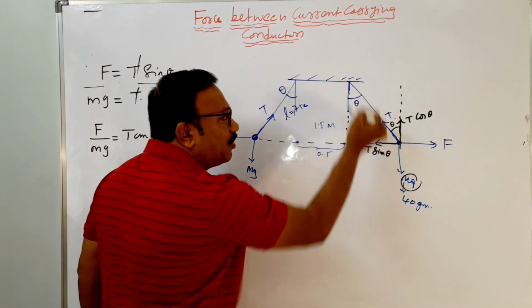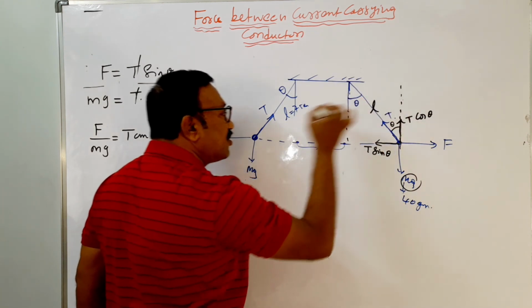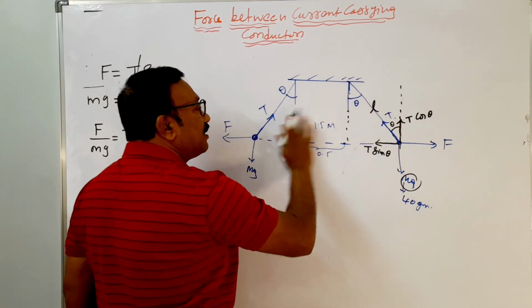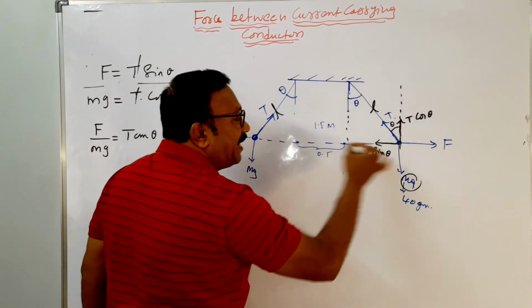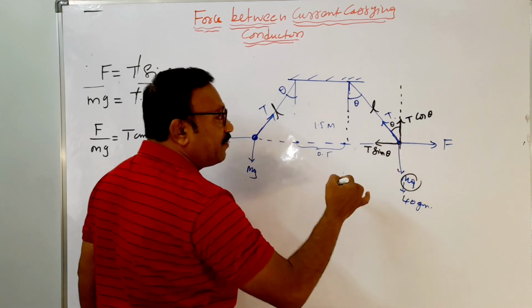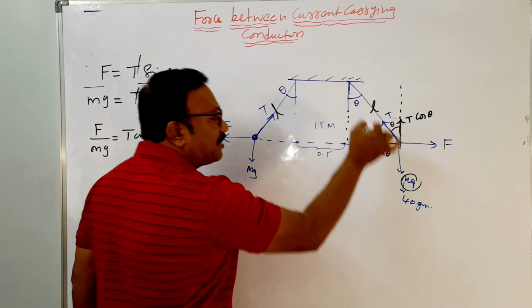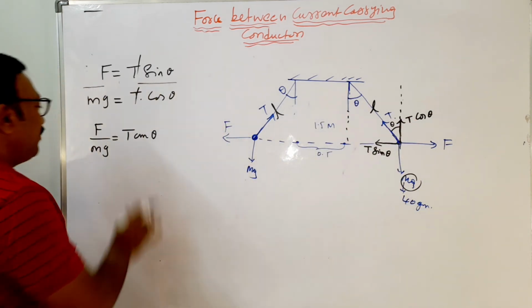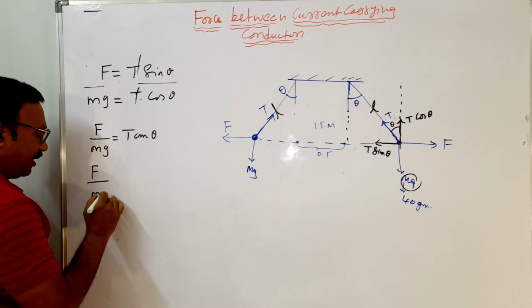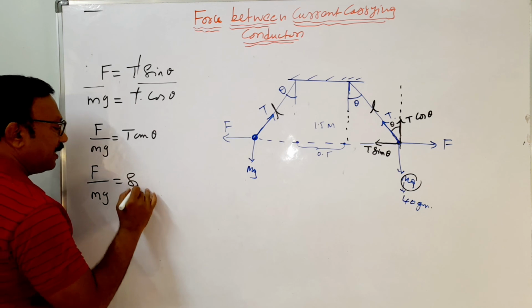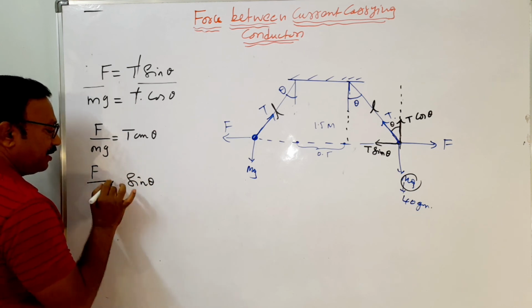But this side I don't know. But the length of the string, this is the length of the string. So length of the string I know, and this base value I can find. So I should have sin theta, opposite side by hypotenuse. So there will be one approximation now. What does that approximation mean? F by mg is equal to sin theta. I will take approximately equal.